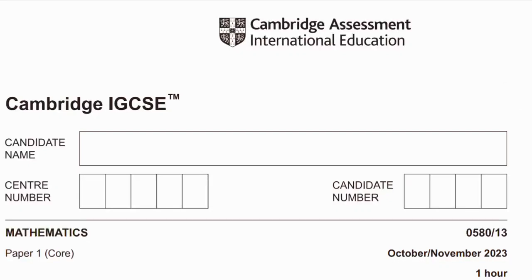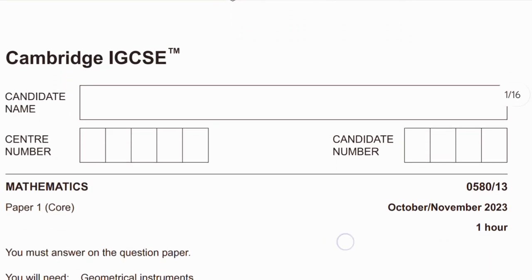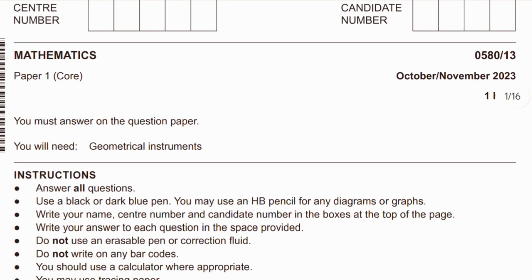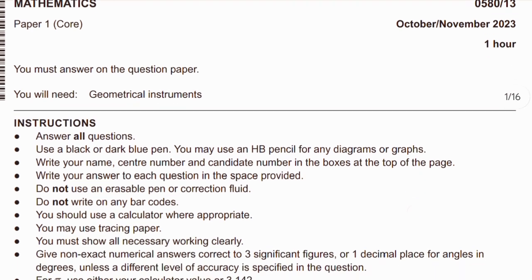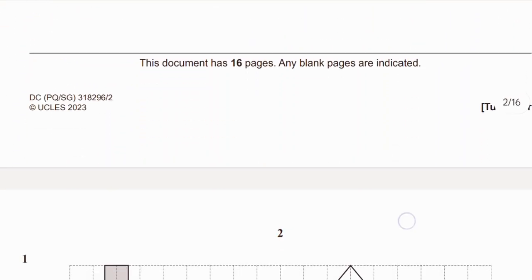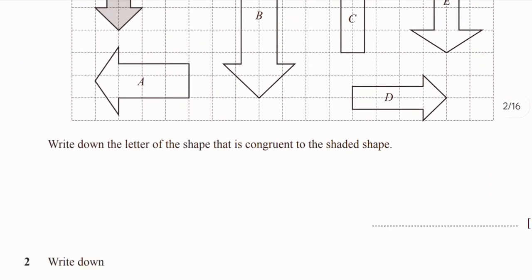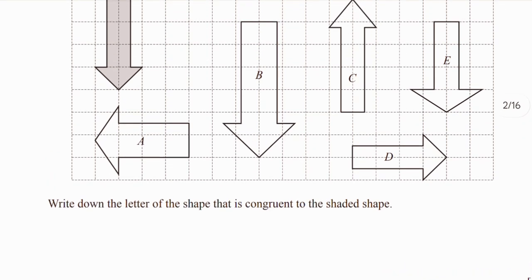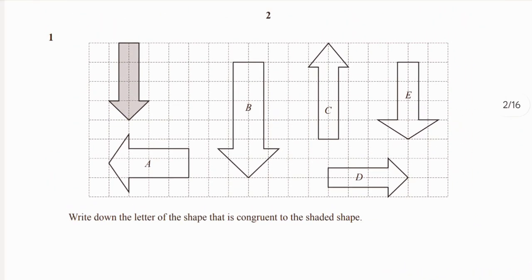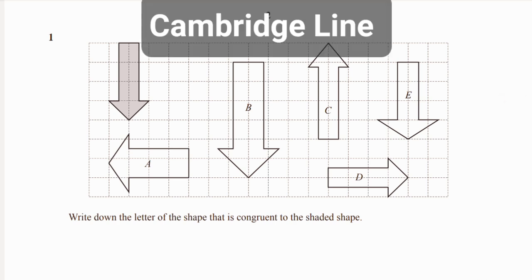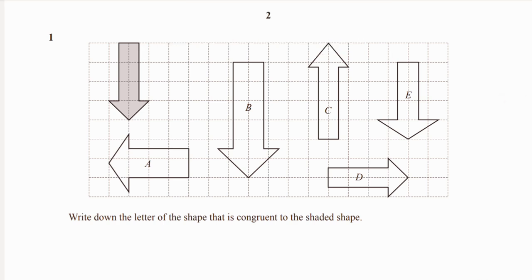Hello everyone. So this is the Mathematics Core IGCSE question paper of the October-November series 2023. In this series, question number 1 is given: write down the letter of the shape that is congruent to the shaded one. Congruent means two figures or diagrams are similar to each other in both size and shape.